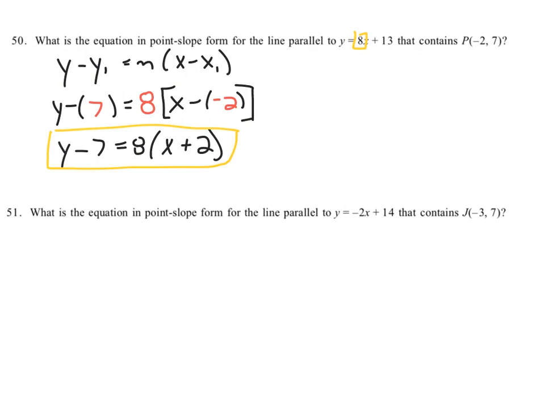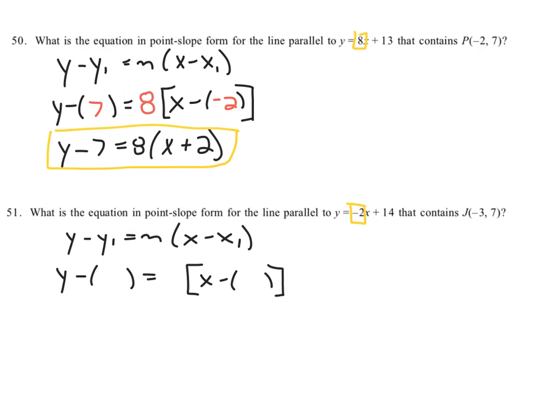Okay, so we're going to do that again for number 51. What is the equation in point slope form for a line parallel to y equals negative 2x plus 14? The slope is negative 2, and it contains point J, which is negative 3 comma 7. So we're going to do the same thing again. We're going to write y minus y1 equals m parentheses x minus x1, and we're going to say y minus whatever the y coordinate is equals m, which we'll leave blank to fill in, x minus whatever the x coordinate is.